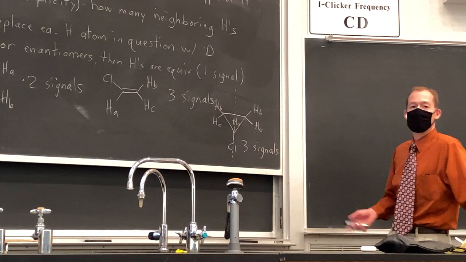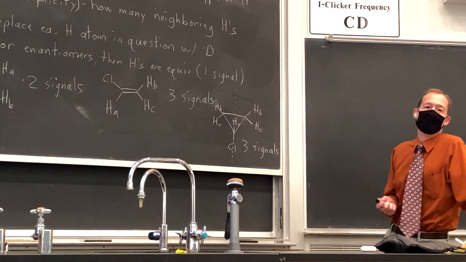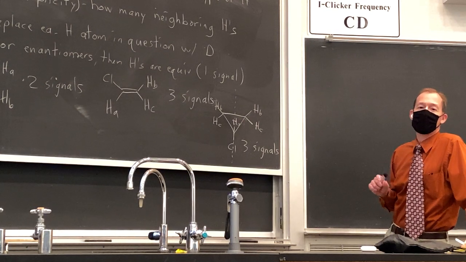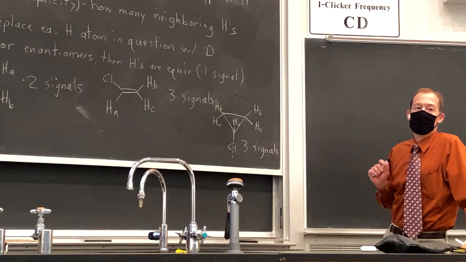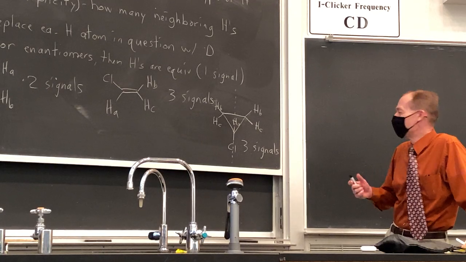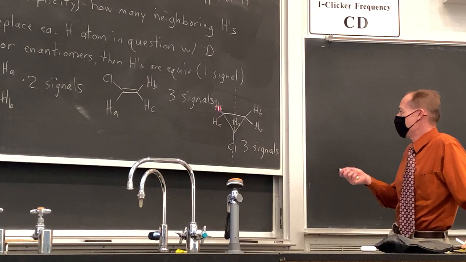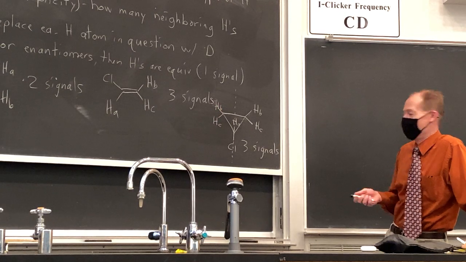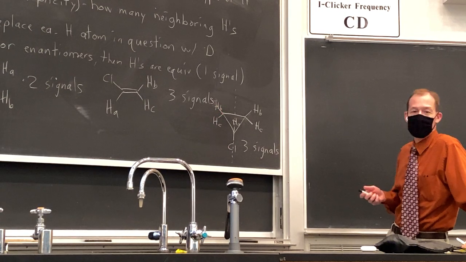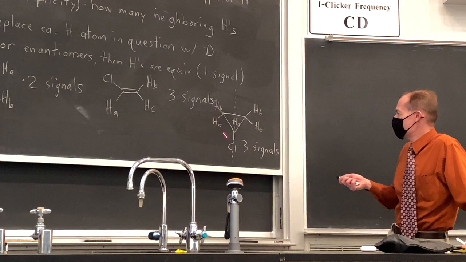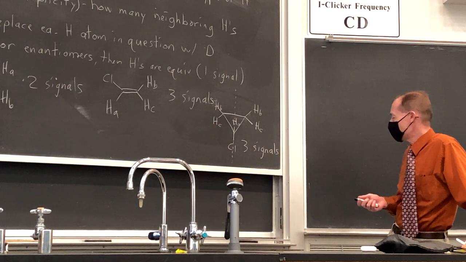And one interesting feature that we learn from this example is that you can have hydrogens on the same carbon that are not equivalent to each other. HB and HC are not equivalent to each other. B is trans to the chlorine. C is cis to the chlorine.